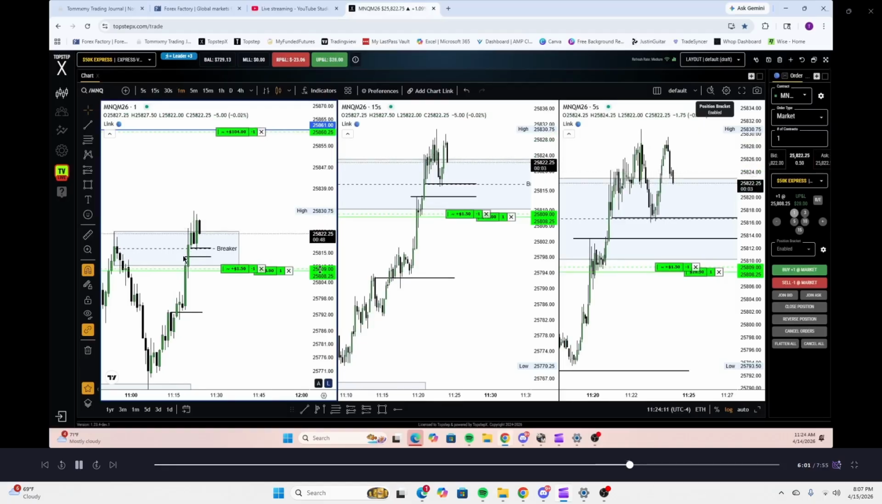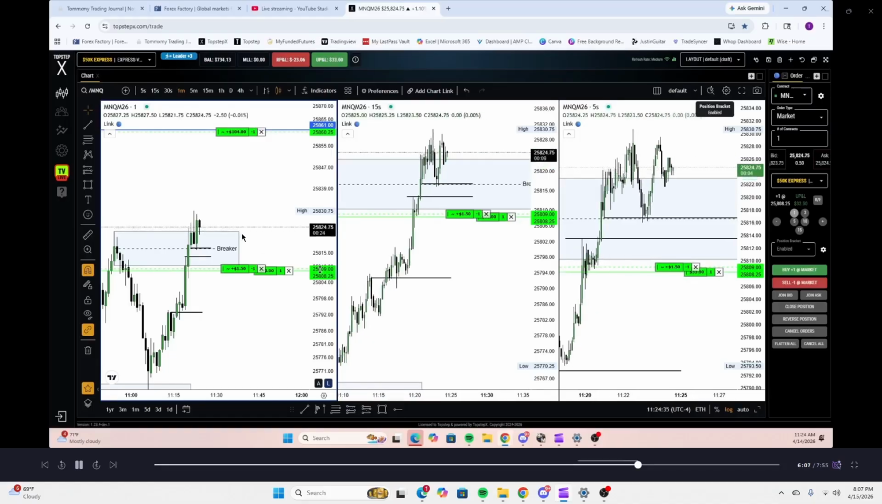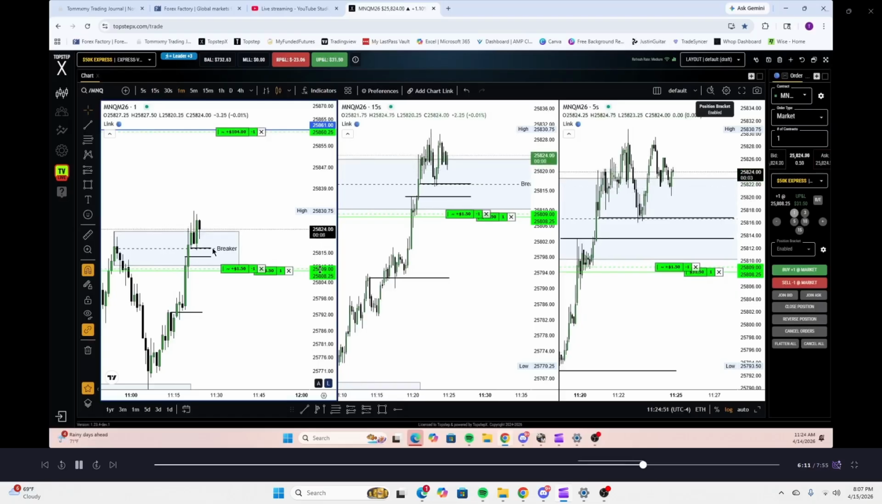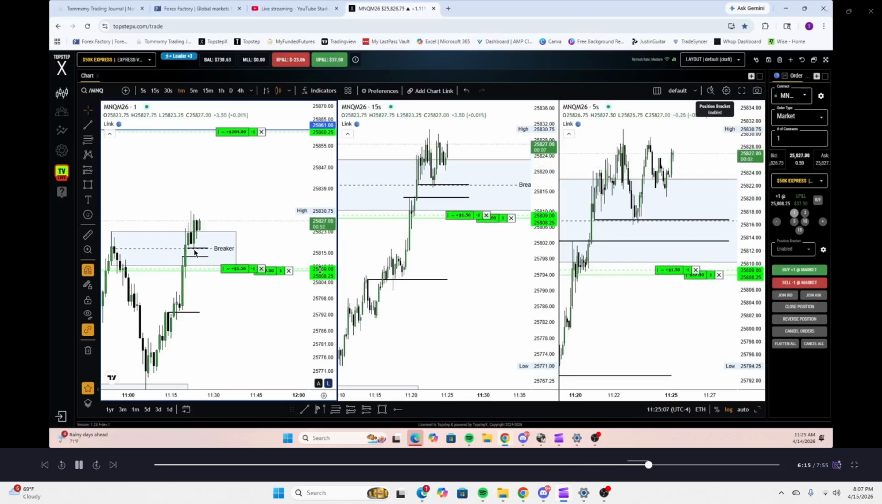So again, what do we like to see with our PD arrays? If we're bullish, we don't want to see the lower half of them get closed below on a body basis. And that's exactly what we're doing right here, we're holding that midpoint. We tap it and we go.